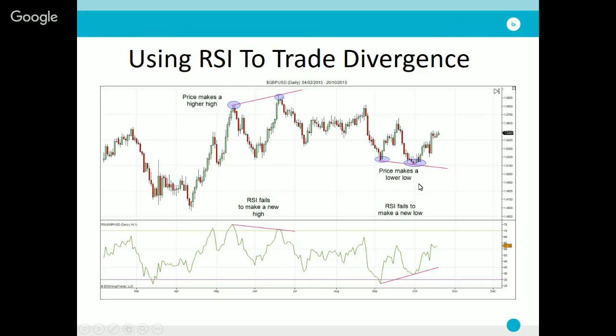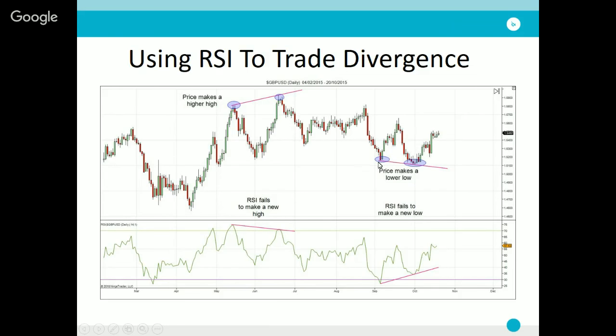But look at the RSI indicator again. As we make this new price low, we fail to make a new low on the indicator. So the RSI itself fails to make a new low, showing that there is less bearish momentum in the market than there was at the time of making this previous low. And once again, price corrects higher.